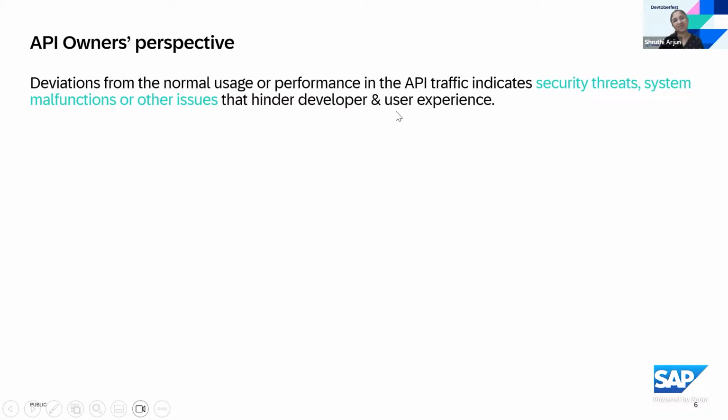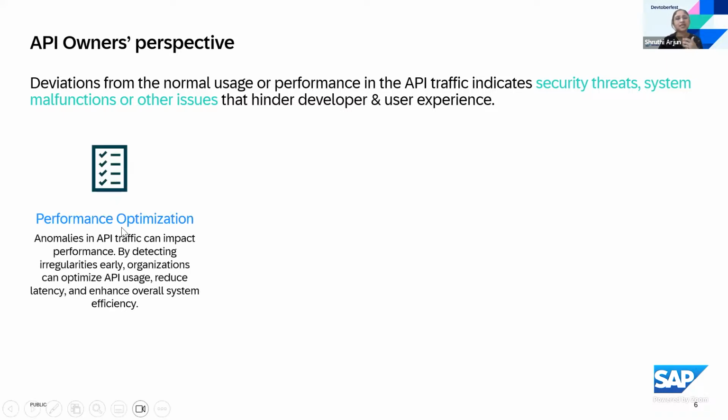Also, APIs do not always exist independently, in the sense that they are always integrated in certain applications. The user experience of those tools and applications is impacted whenever such a deviation occurs. And one of the key responsibilities of API owners is to ensure that these APIs are up and running all the time, right? So API owners care about the performance of the APIs.